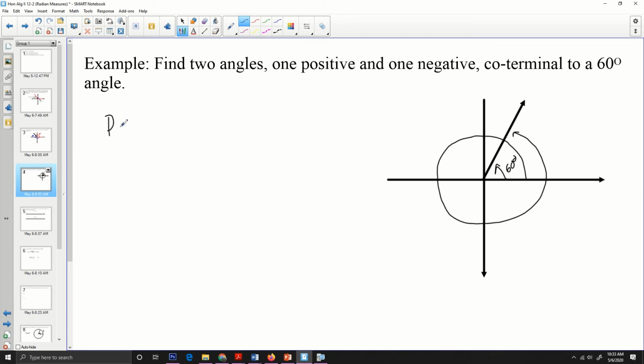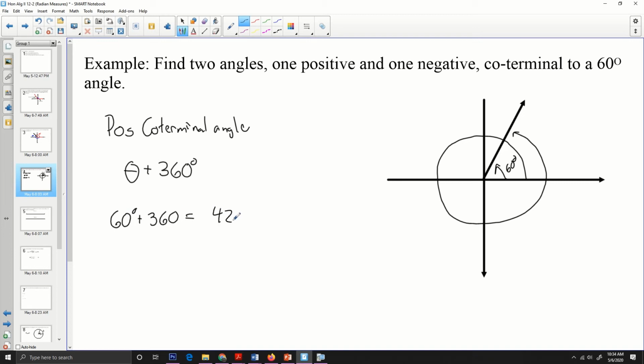So a positive coterminal angle can be found by taking the angle theta and adding 360 degrees. So in this case, 60 plus 360 is going to be 420 degrees. There's our positive.